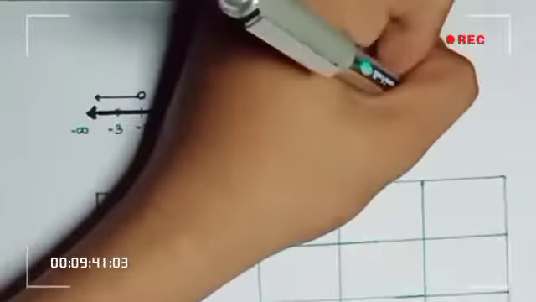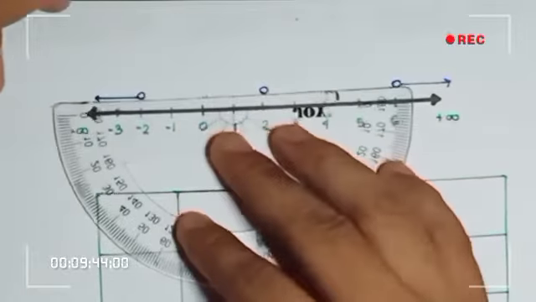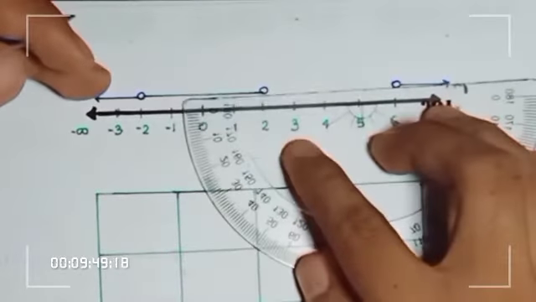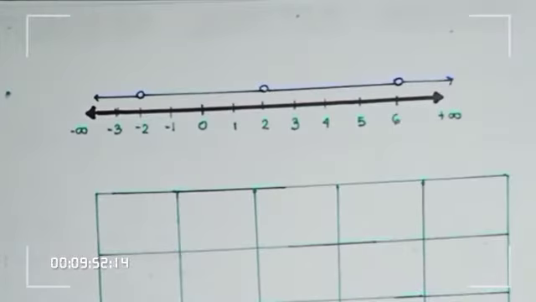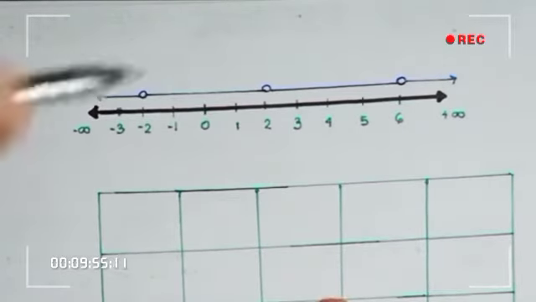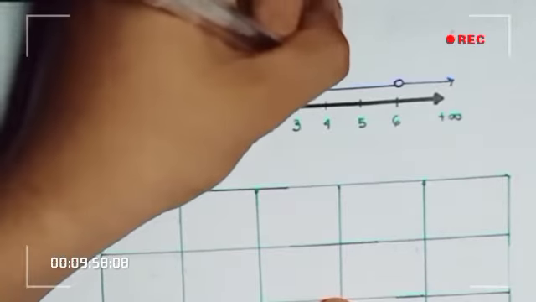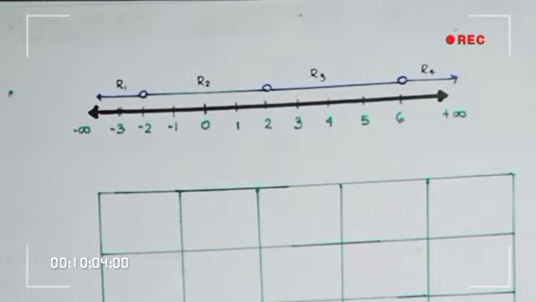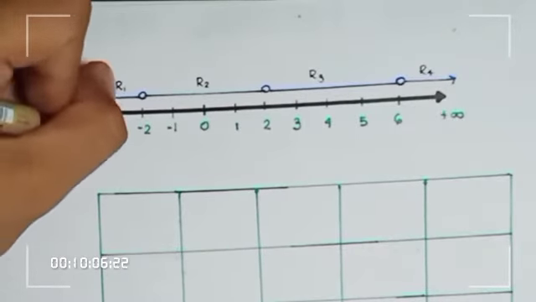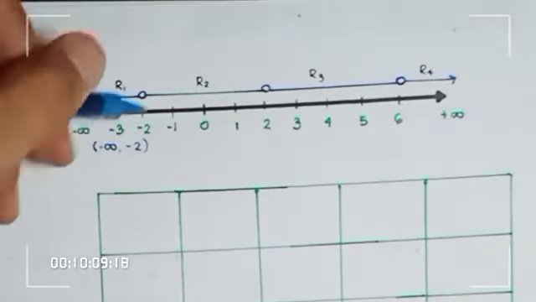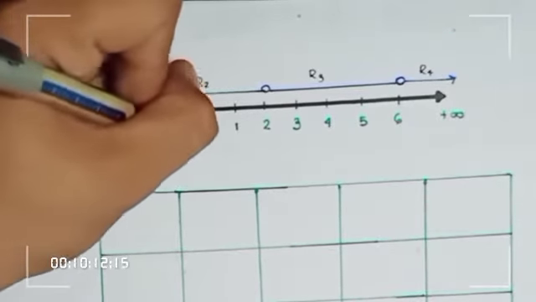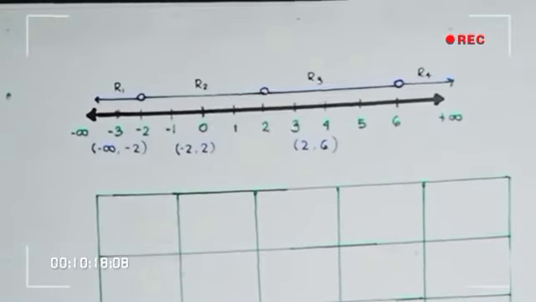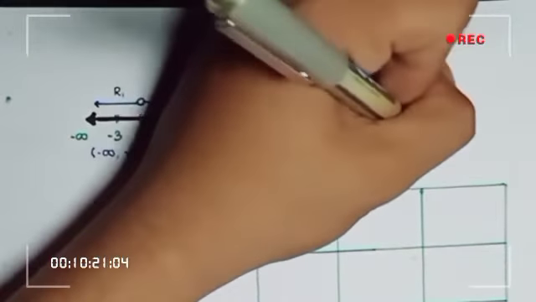In this instance, we have 4 regions to solve. First, numbers less than negative 2. We have numbers in between negative 2 and 2. We have numbers between 2 and 6. And we have numbers greater than 6. We have 4 regions, just like what I have said. So we have to name these regions. First, negative infinity to negative 2. Next, in between negative 2 and 2. In between 2 and 6 rather. Next, 6 to positive infinity.